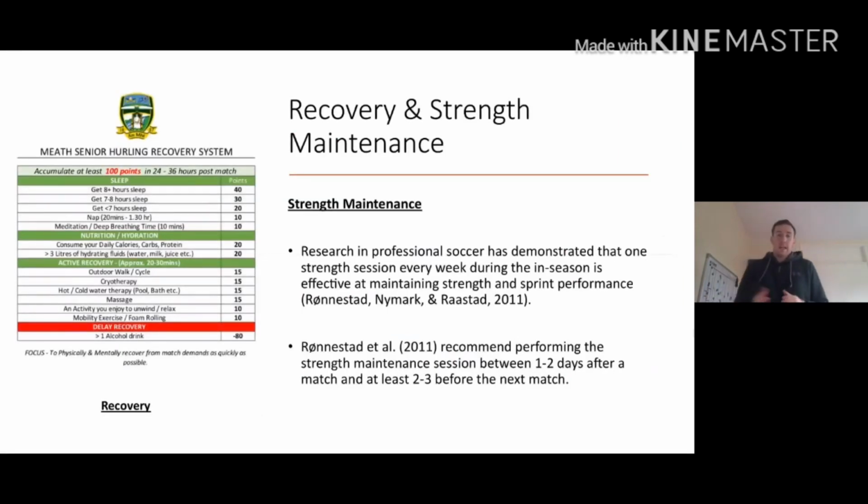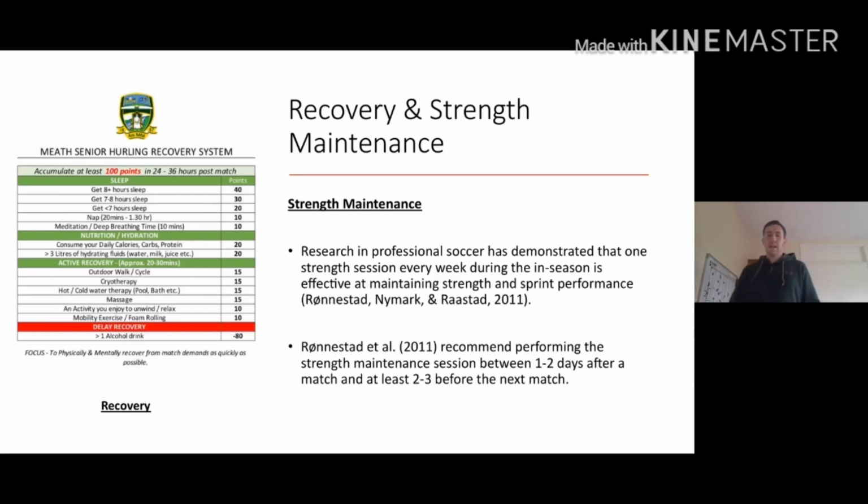So the day after a match, the first thing we need to be thinking about is recovery. In a match, players are going to do muscle damage and they need to recover and regenerate. This is just an example of a chart that we're using with the senior hurlers in Meath this year. Basically after the game and the day or so after a game, players have to accumulate 20 points, to do whatever it is on the chart to get that up. It just means that the players are thinking about it.